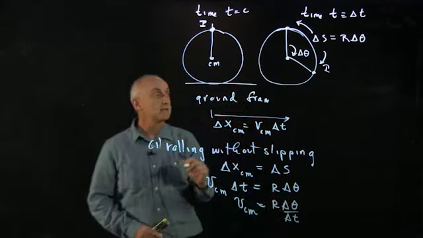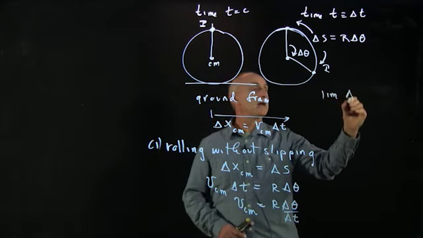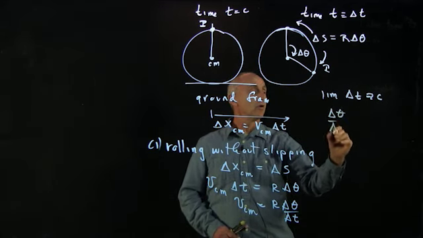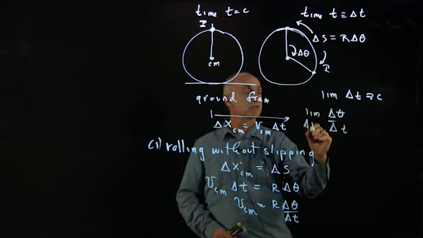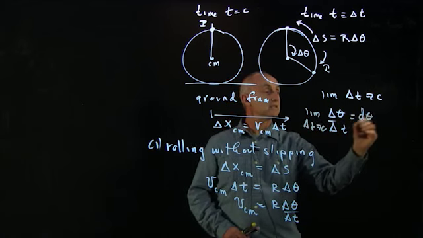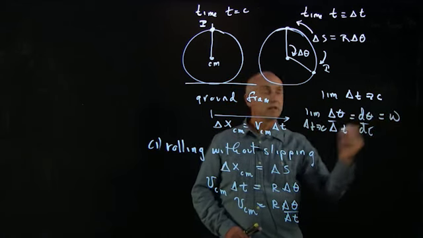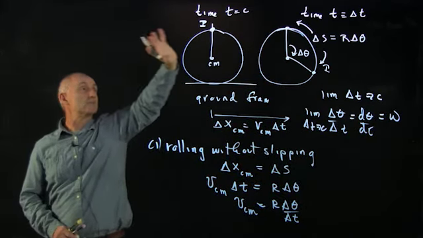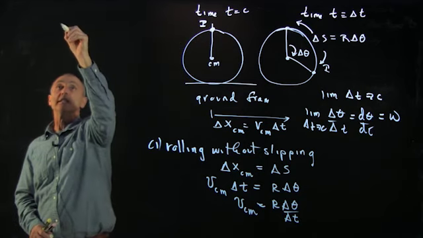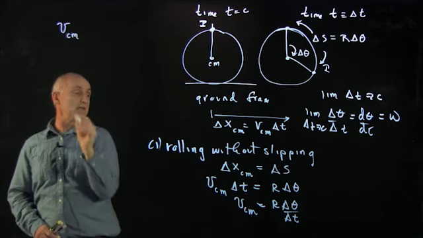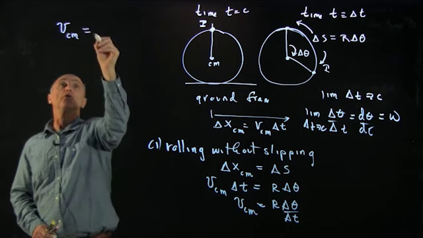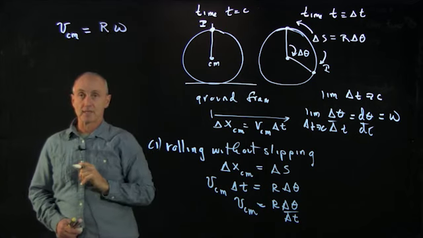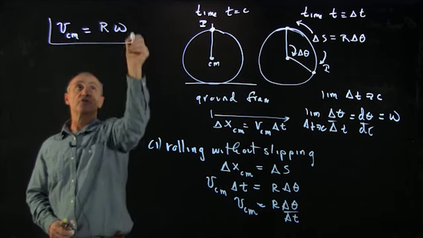Now, in the limit as delta t goes to 0, delta theta over delta t is d theta dt. And that's what we called the angular speed. So in our limit, as this wheel is rolling without slipping, we have the condition that the velocity v_cm equals r omega. So that's our first condition, and we call this rolling without slipping.